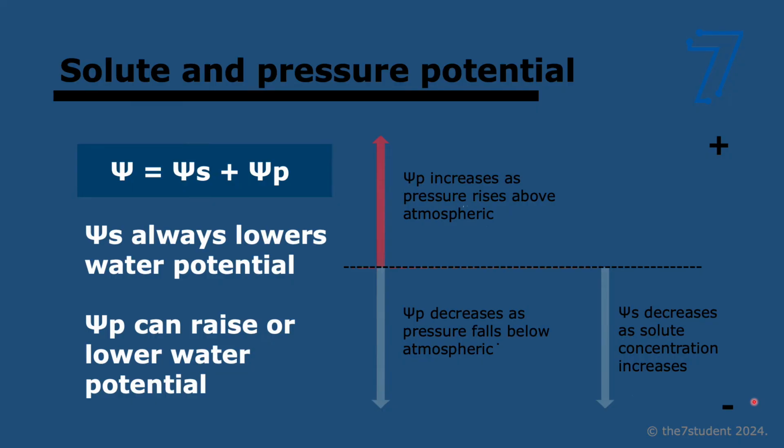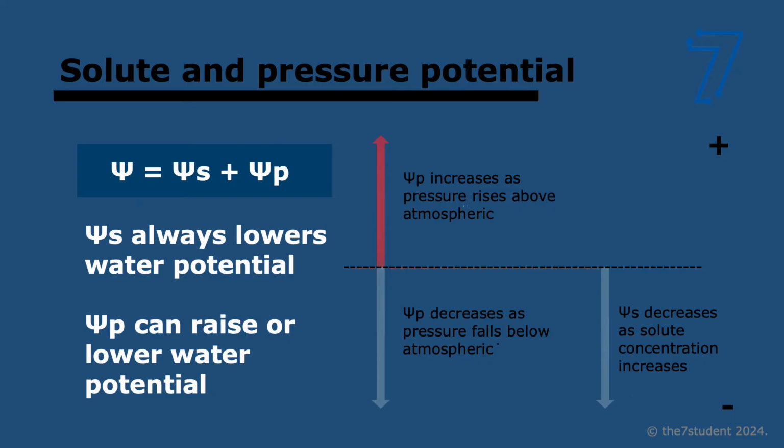Solutes lower the water potential, right? Always, because basically the more solutes, the less likely the water is to leave because of the way osmosis works, right? And then pressure increases water potential when it's above atmospheric pressure, and it decreases it when it falls below atmospheric pressure. Why? Because at higher pressures, the water is more likely to leave, right? So that's why it raises the potential. So as you can see, solute concentration can only decrease the water potential, pressure can increase it or decrease it.